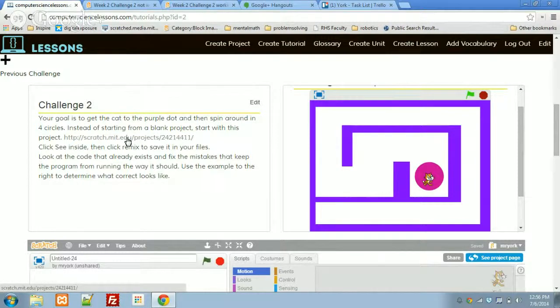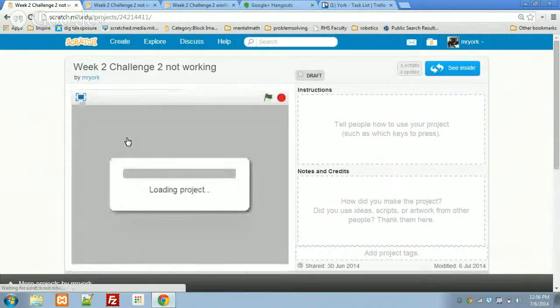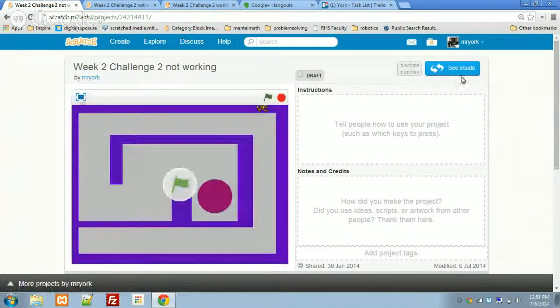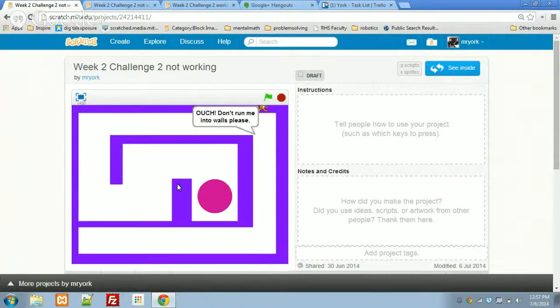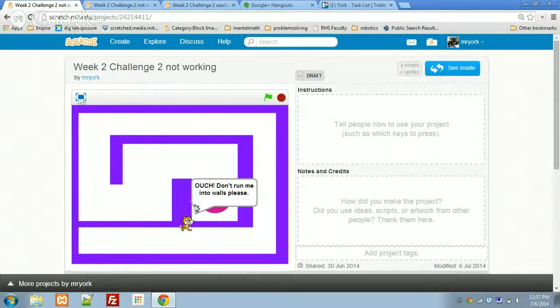Now over here we can open up the broken project. So I'm going to click the link, and that's going to take me to the not working project. Before I even go inside, let's see what's wrong. So far, so good. Oh no! So there's our problem. And then it goes and does some crazy stuff. So clearly up here, we're going to move to the right, we're going to turn and we're going to move up, and then something goes wrong. It looked like it went too far.